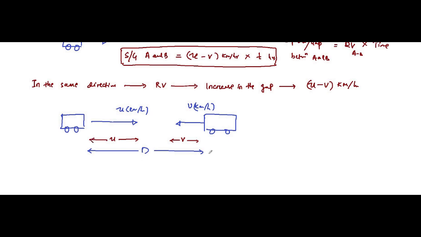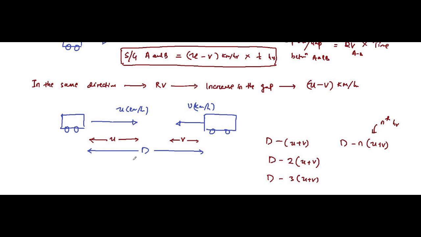Now the gap between them has decreased to d minus (u plus v). After another 1 hour, it will have covered another v kilometers and another u kilometers, and then the gap will decrease by this much. After 3 hours, it will be d minus 3(u plus v). Then after n hours, the gap will be d minus n(u plus v).